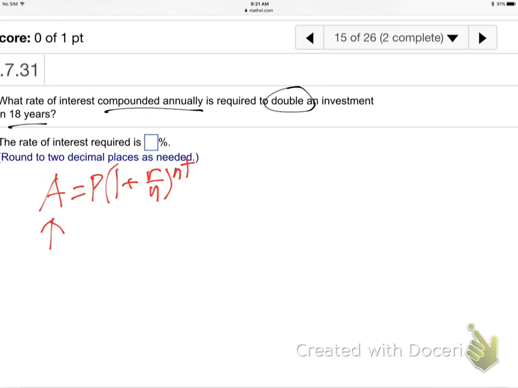What goes in for A? What goes in for P? I can put in R. Oh no, R is what we're trying to find. Can I do anything? I'm having trouble with everything here. What's N? 1, yeah, because annually is once a year. So N is 1, exactly. We good with that? Time, what's time? T, 18 years. Good. So I'm getting close. I'm down to A and P.